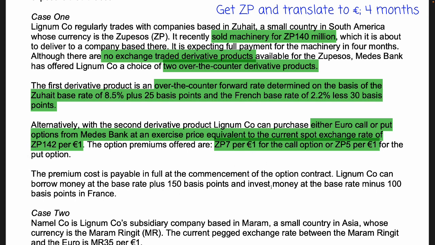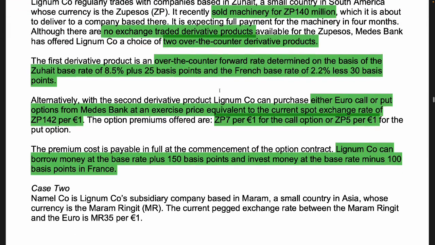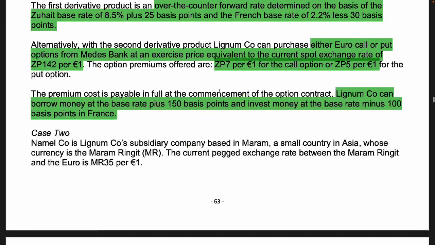Now the last one here tells you it's a money market hedge. It's a money market hedge. Got it? So you should be aware that you have a money market hedge, you got an OTC option, you got an OTC forward. Fair enough? Okay, so you need to deal with 3 hedges.